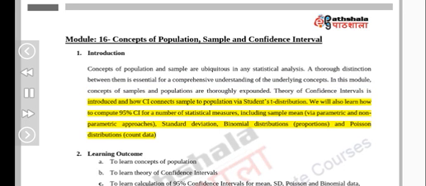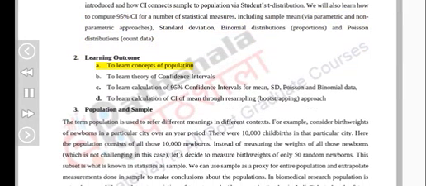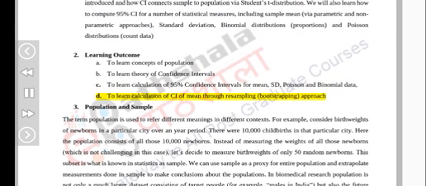We will also learn how to compute 95% CI for a number of statistical measures, including sample mean via parametric and non-parametric approaches, standard deviation, binomial distributions, proportions, and Poisson distributions count data. 2. Learning outcome. A. To learn concepts of population. B. To learn theory of confidence intervals. C. To learn calculation of 95% confidence intervals for mean, SD, Poisson and binomial data. D. To learn calculation of CI of mean through resampling bootstrapping approach.